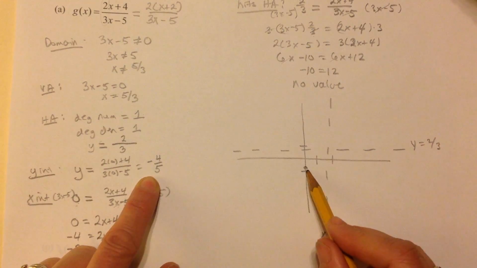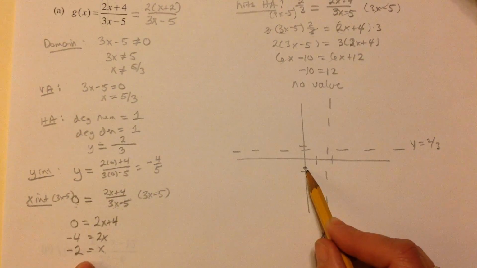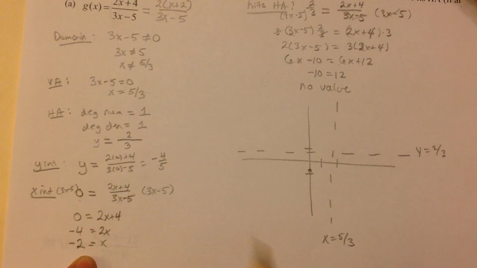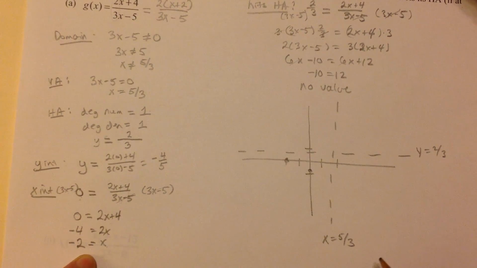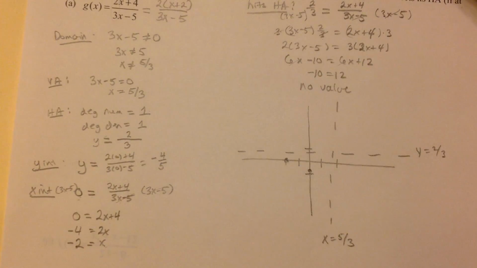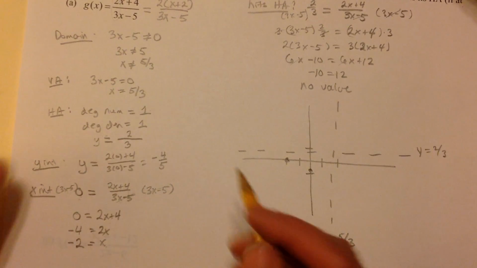Now I'm going to label that point, but I'm going to hold off and label it in just a minute after I see the rest of the graph. The x-intercept is at negative 2. And again, I'm going to label this, but I'm going to wait and see what I have. Okay, and now we want to look at this on the calculator. But again, I don't have a calculator with me.